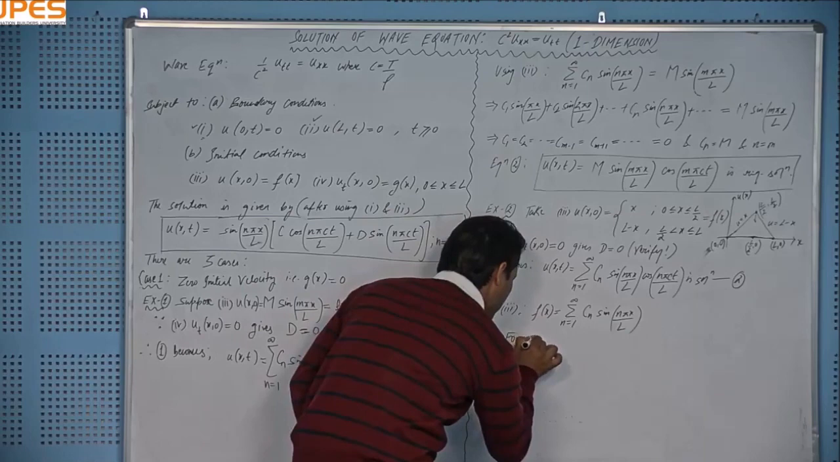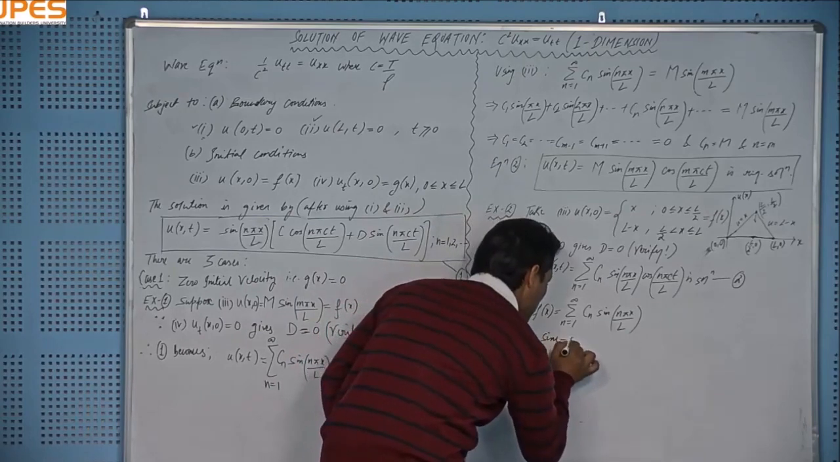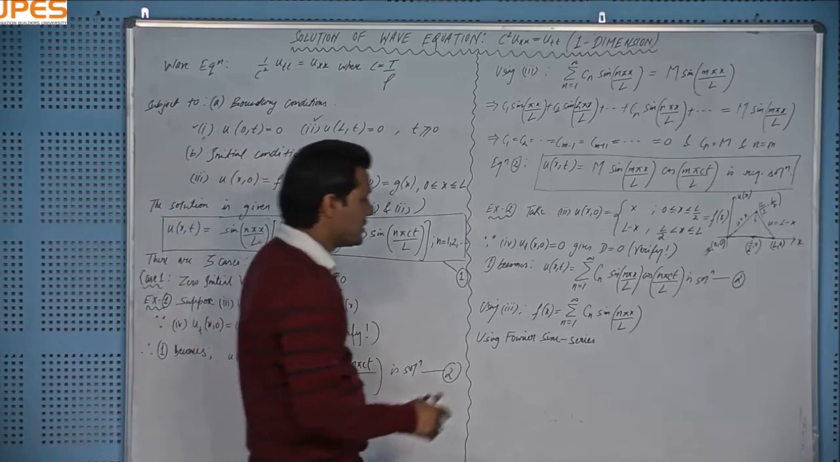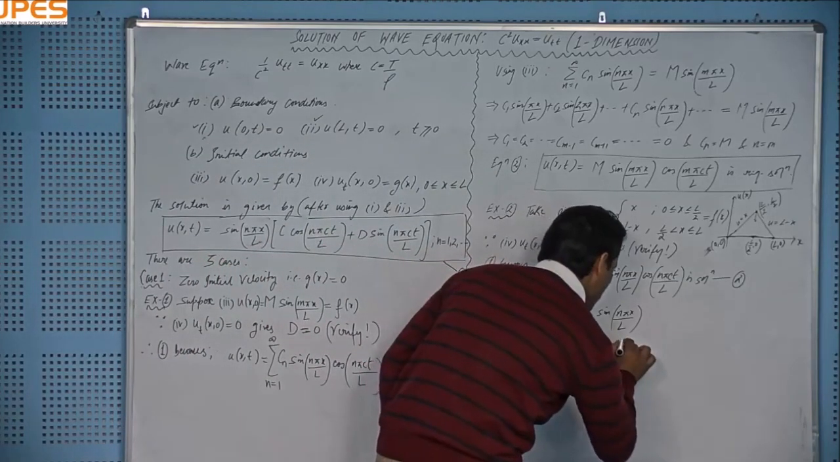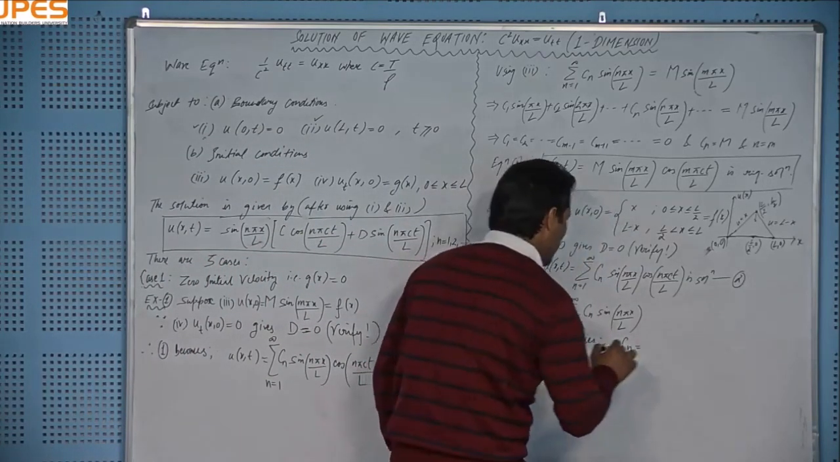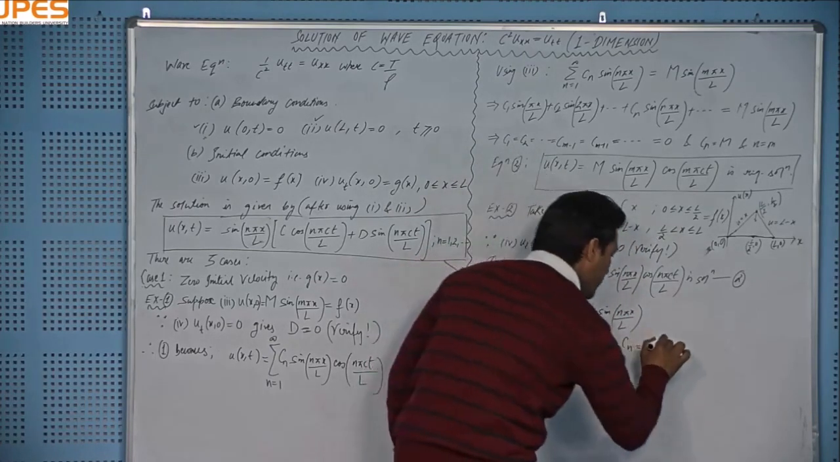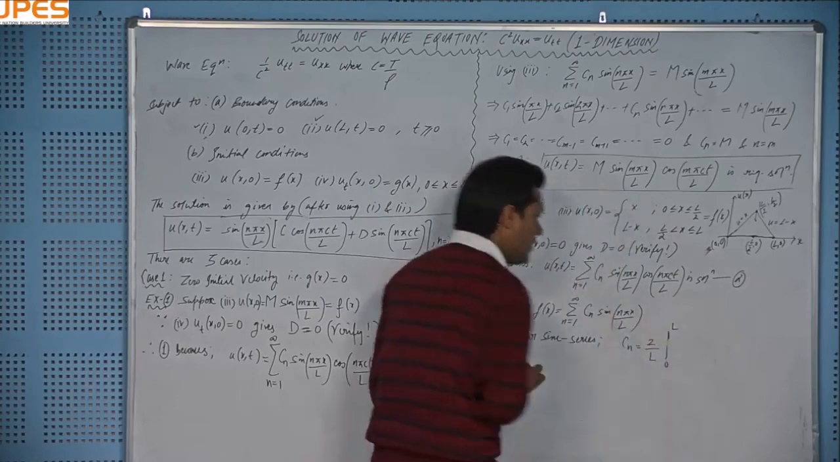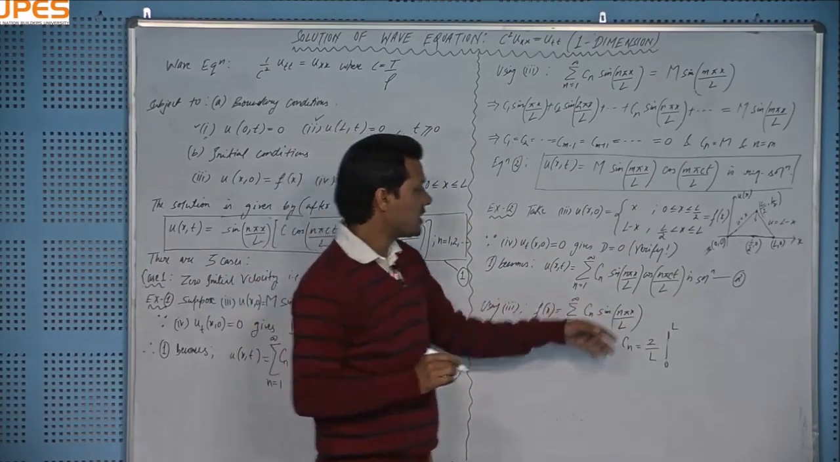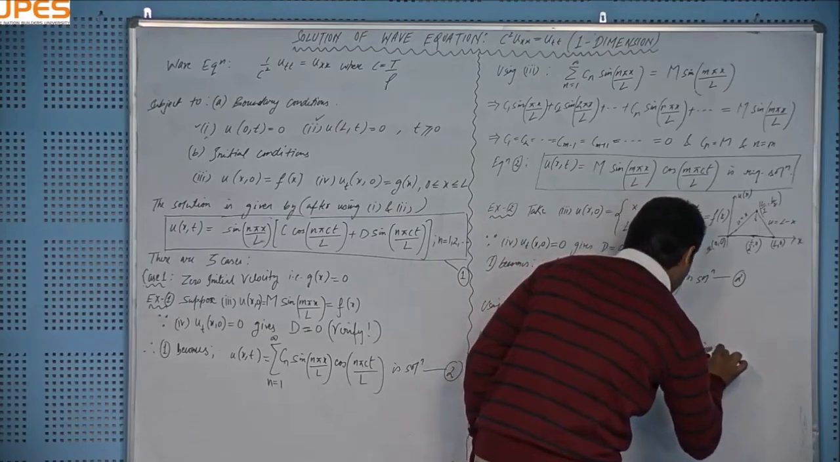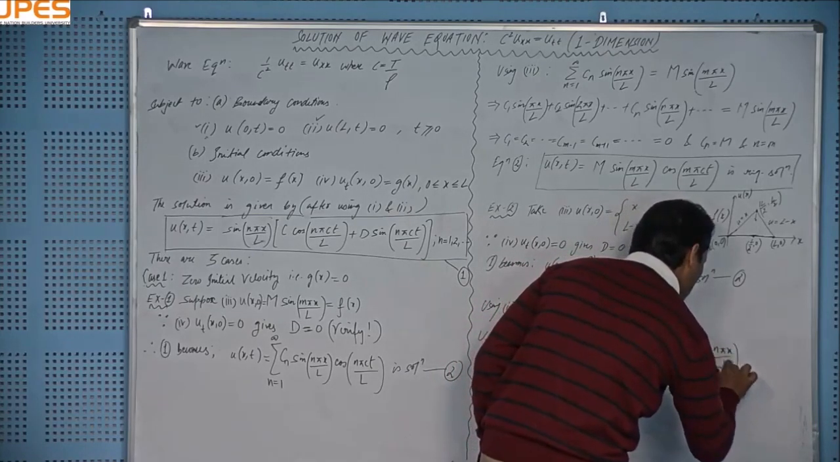Fourier sine series. You can see that the right hand side is a series of sine, a Fourier sine series, and this coefficient Cn should be equal to, the formula is 2 over L, right? Integration 0 to capital L, right? And this f(x) multiplied by sine n pi x over L dx, right?